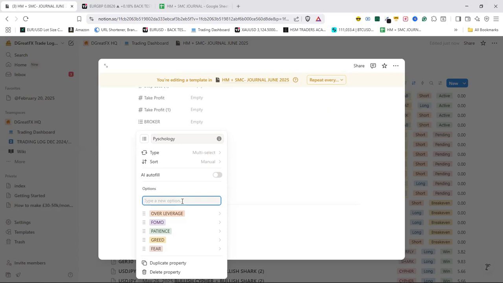And if there are any other emotions that you also have whenever you're on a trade, you can edit and add them here and then track them, okay? So that is what you can do, right?